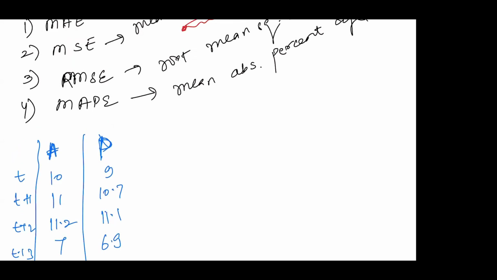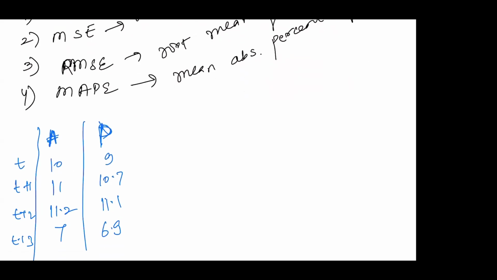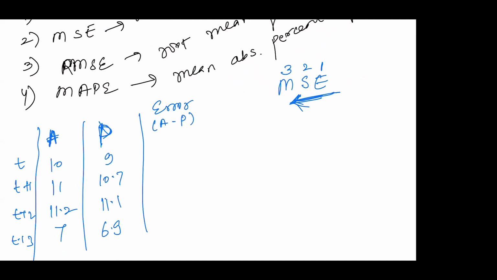So first thing is, always remember, for any of these metrics, let's say we see mean square error, we will always go in the reverse direction, that is from right to left. That is, calculate the error. Just remember this. What is the error? Error is nothing but actual minus predicted value. So 10 minus 9 is 1, 11 minus 10.7 is 0.3, 0.1, 0.1. So this is your error that you have received in your time series data.